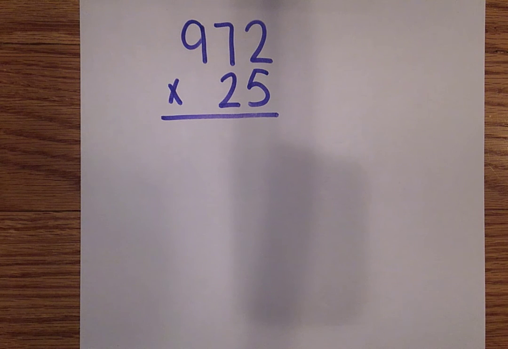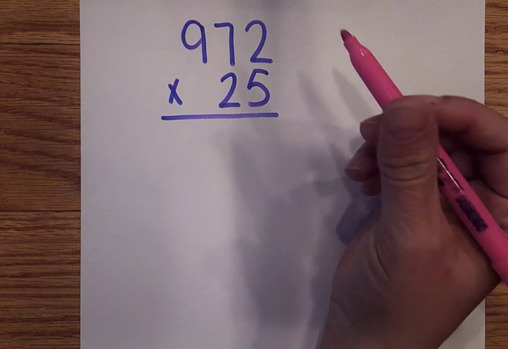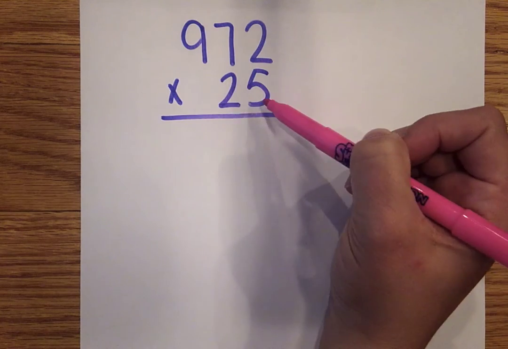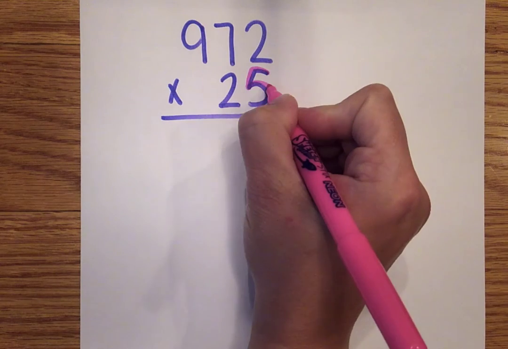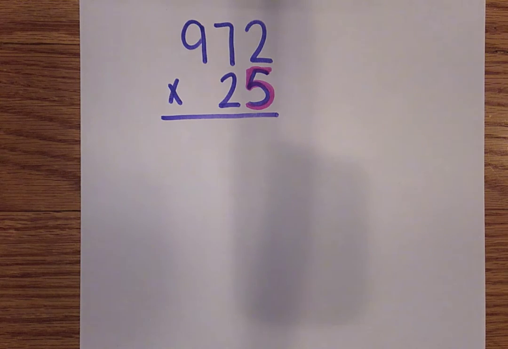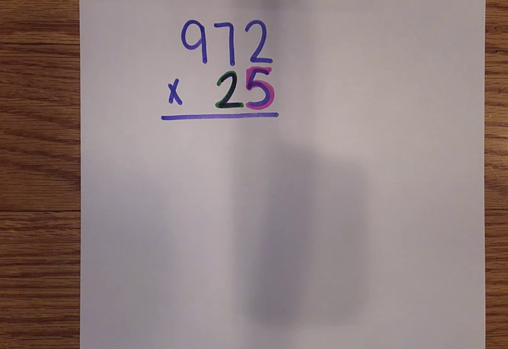This teachlet is on multi-digit multiplication. So here we have a multiplication problem set up in the standard algorithm, 972 times 25. I'm actually going to change the color of these two last digits, the 2 and the 5, so that you can follow me when I do the math.